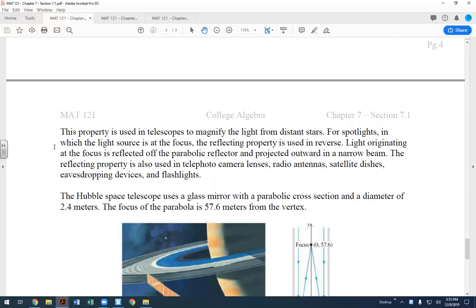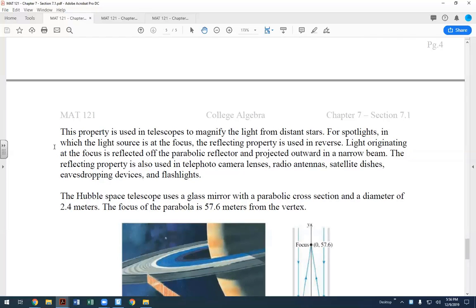The reflective surface is going to be your parabola shape. You can think about, I believe we've got flashlights in there, telephoto camera lenses, radio antennas, satellite dishes, for that matter, eavesdropping devices. All of these are using this reflective property of a parabola, because think about a satellite dish. If you take a cross section of that satellite dish, you're basically getting a parabola, and where we have those receivers on our satellite dishes or even eavesdropping devices, because they use the same idea, that receiver is going to be right at the focus.